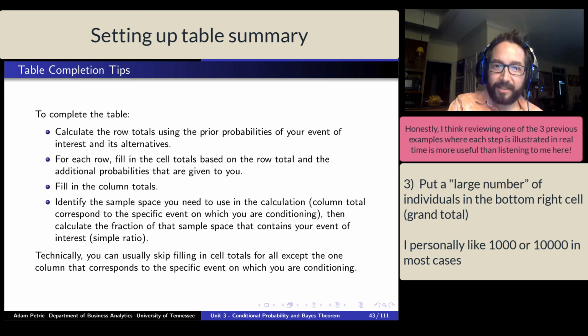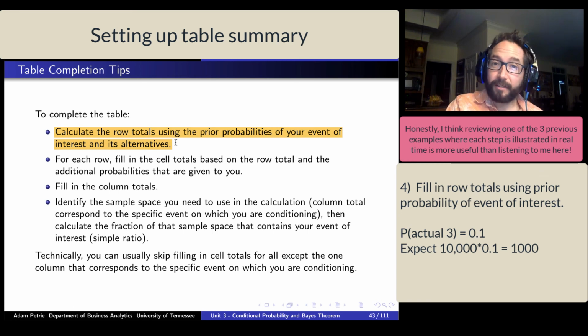So what are the next steps? Well, you go and calculate the row totals using the prior probabilities of each one of those events. The prior probability of having the disease, the prior probability of not having the disease, the prior probability of a 0, 1, 2, 3, etc. And those are always given to you by the problem. So you can immediately fill in what those row totals are.